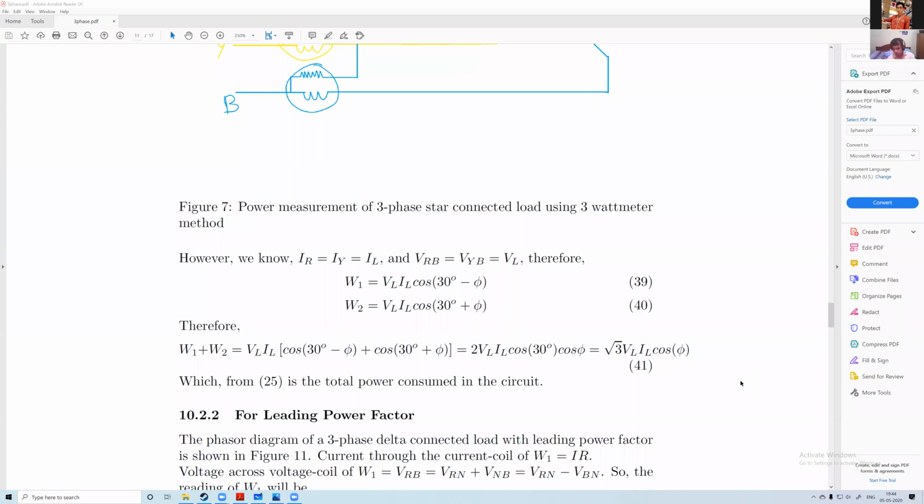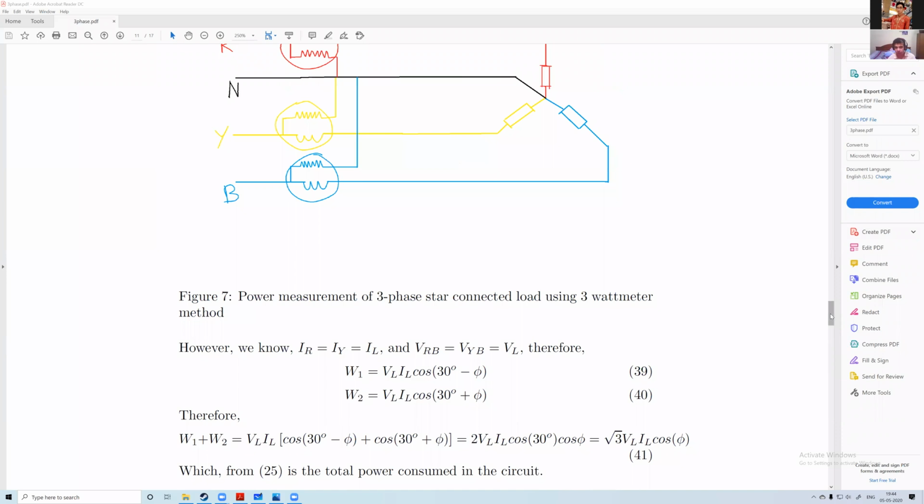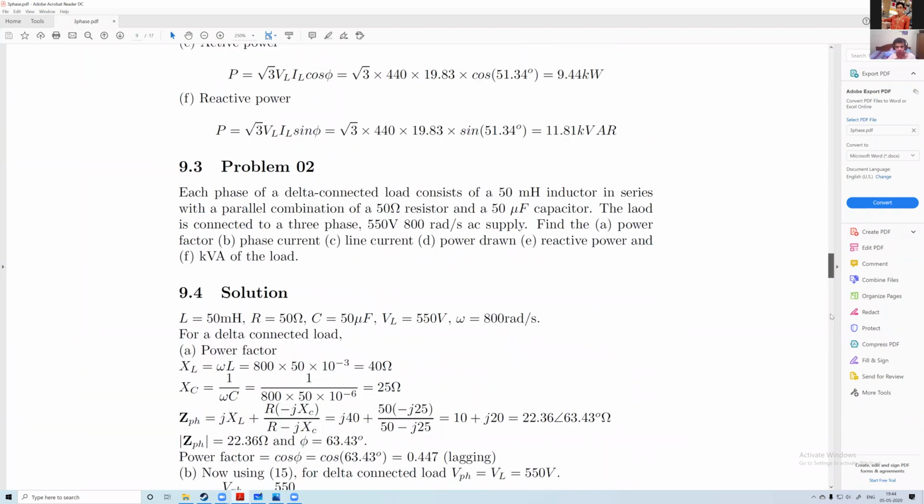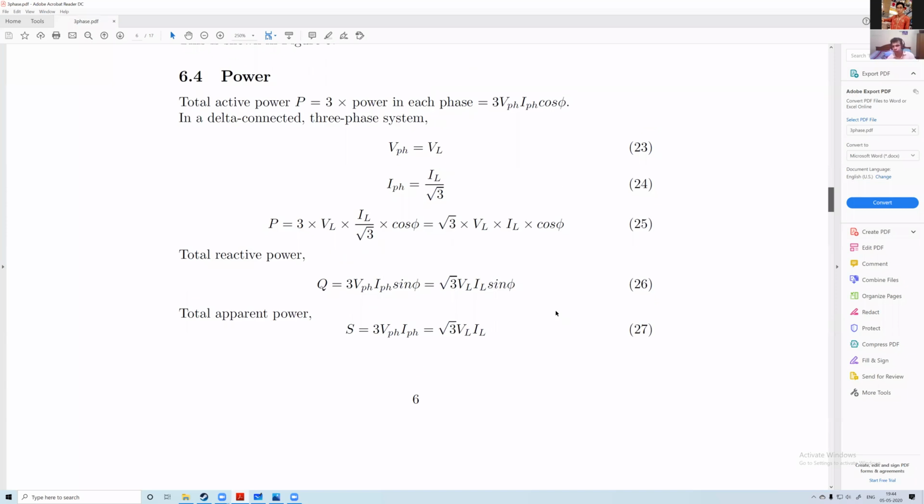Now note this 41 and the things from the last class discussion. 25. What does 25 say? This is a total power root 3 VL IL cos phi. This is the exact same thing which we are getting. So the sum of the two wattmeter readings is the same as the power dissipated. So that is how we can measure the power with two wattmeters, right?